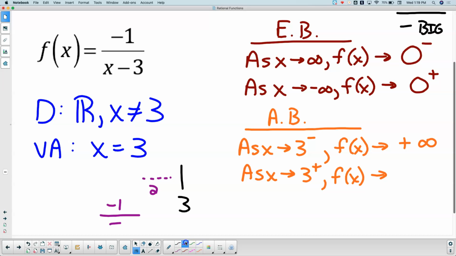Flip it over to the other side. Now we're coming at 3 from the right. 4, okay, plug 4 in. It's going to be -1 on the top, but really just anything over on that side is going to be positive in the denominator. So it's going to go to negative infinity.